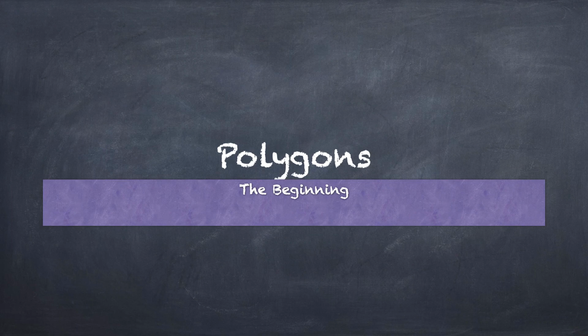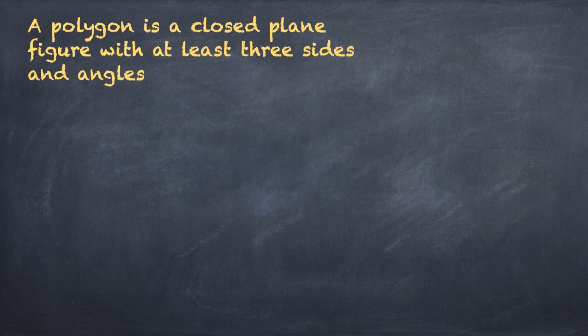Okay, so today we're going to start with polygons. And in order for us to continue with polygons, we have to know the very basics. So there's a lot of vocabulary in today's video that you need to know in order to understand and to move ahead with polygons. So let's start at the very beginning, which is the definition. A polygon is a closed plane figure with at least 3 sides and angles.